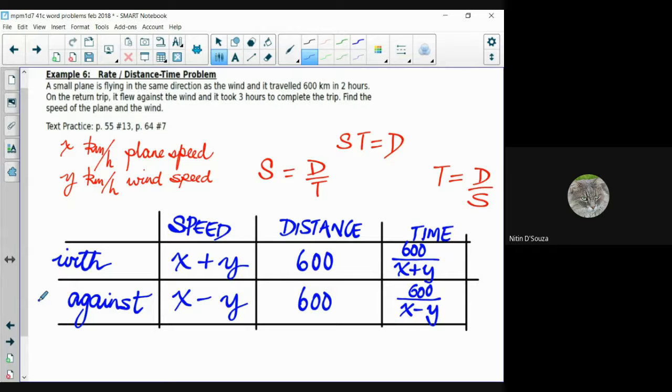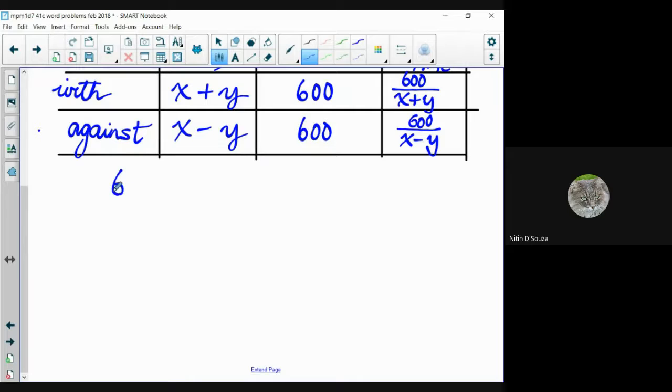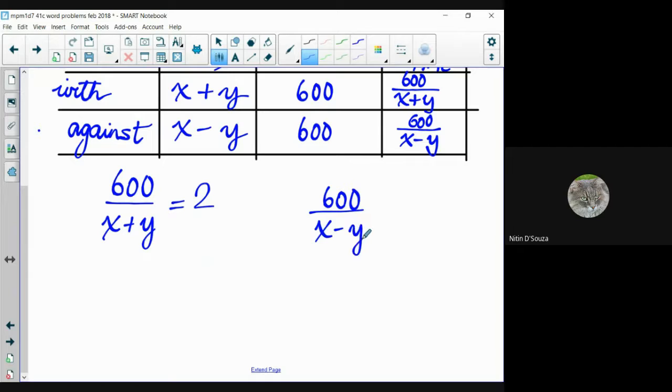So if you add this and you add this, you've got two equations. This one's equal to 2 hours, because it tells you when the plane flies in the same direction, it takes 2 hours. On the return trip, it takes 3 hours. So the equations you have are the following. 600 over x plus y equals 2. 600 over x minus y equals 3.